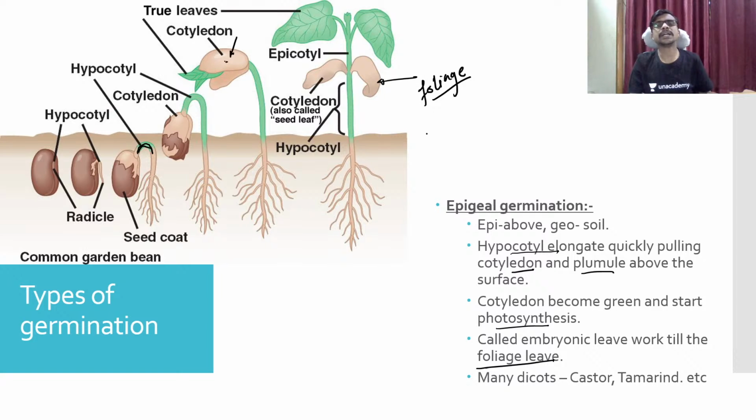What is a foliage leaf? It is nothing but the temporary leaf formed from the cotyledon. It is formed from the cotyledon or the modification of a cotyledon.